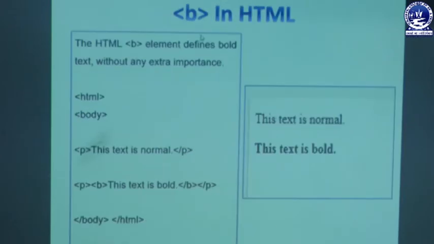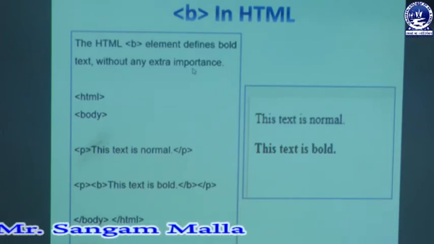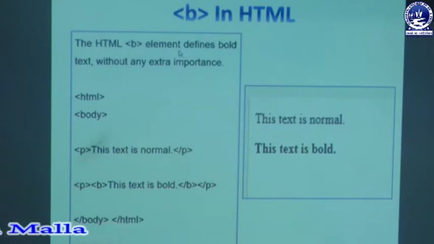So first we will be moving to the B tag, that stands for bold. The HTML B tag element defines bold text without any extra importance. That means whenever we specify any element in the HTML document with a B tag, it will bold the text. That means the text will be reflected in the bold format. So here is the example through which we can define the bold text or B tag.